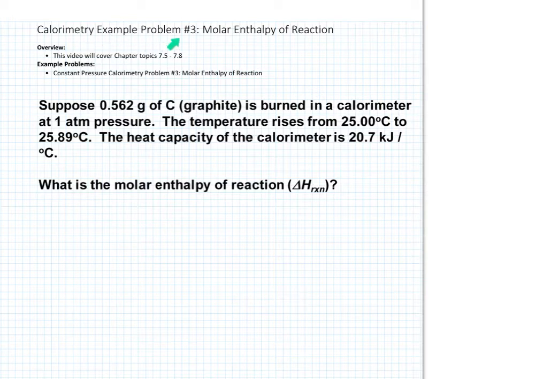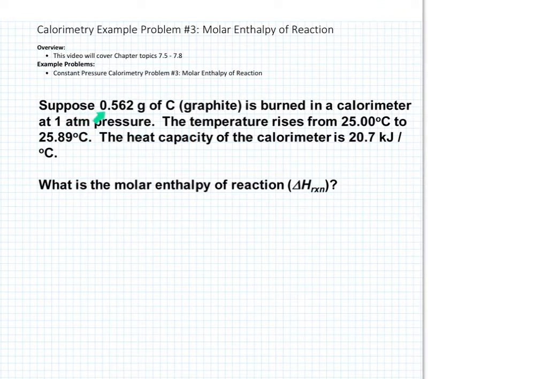This is example number 3. In this one, we're going to calculate the molar enthalpy of reaction. So again, it's going to be another chemical reaction, and we're trying to calculate what the energy change is for 1 mole of that reaction. This covers chapter 7.5 through 7.8 in Tro's textbook. So this is a specific example of constant pressure calorimetry problem number 3, molar enthalpy of reaction.